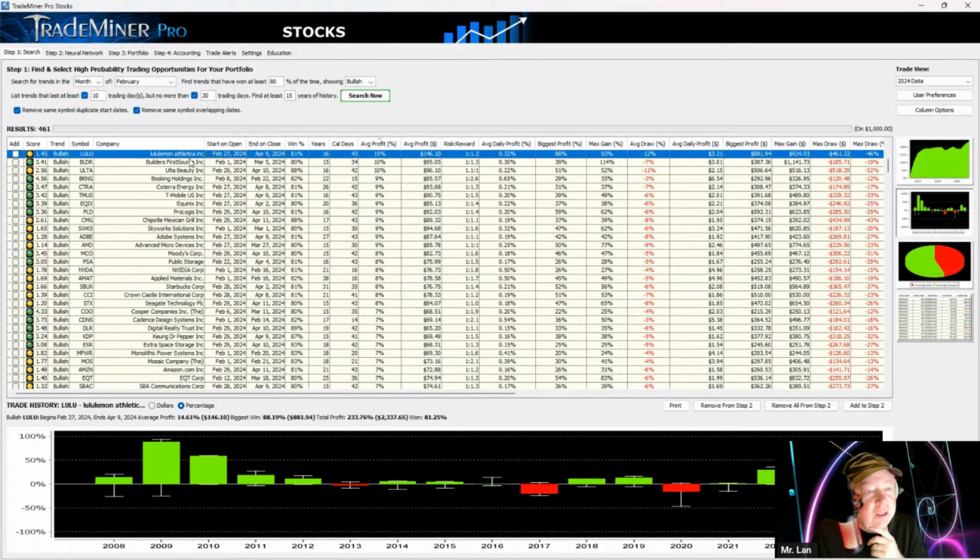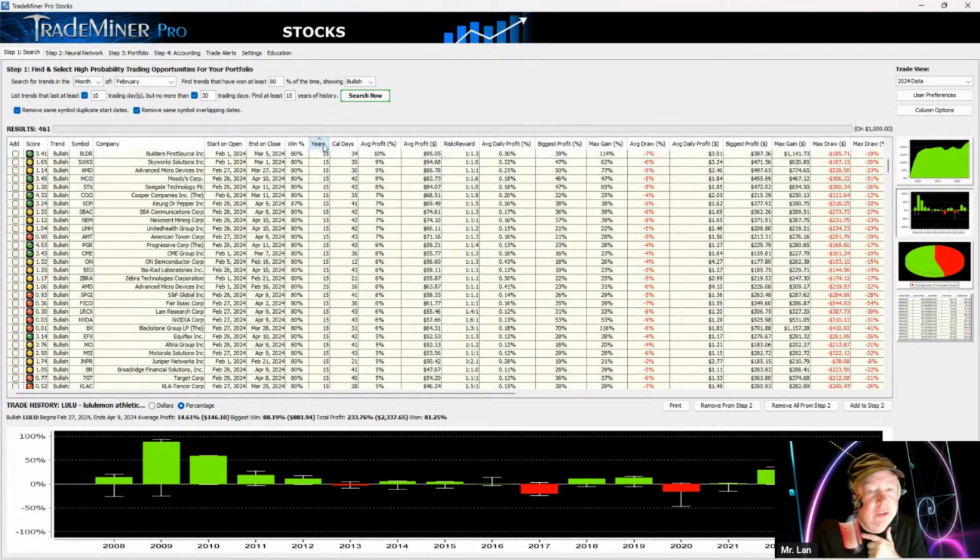So that's Lululemon, February 27th to April 9th. 81% of the time over the last 16 years, it's averaged 15%. But that's because it all came at the first of the year, like 2009, 2010, 2011. It had these big moves, and that's why it got a bad score, because all the big wins were at the first of the trend. And these last few, now 2022 was good. 2023 wasn't so bad, you can see. But that's Lululemon. So we'll just go back to score. We could go to years and see which ones are the biggest years.